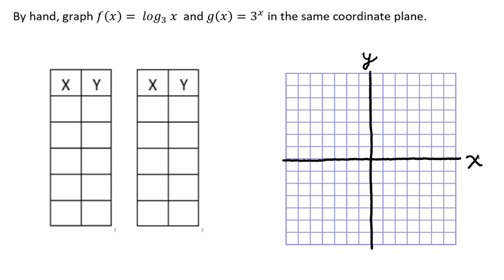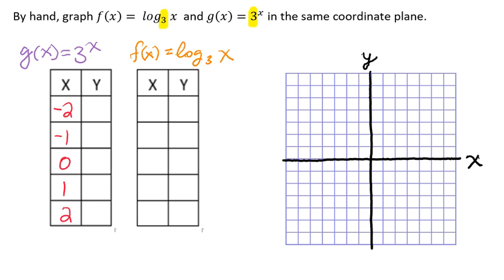So what we're going to do is first look and see that both our logarithm and our exponential have the same base, and that's important. So we're actually going to find the table for our exponential function first, because that's something that we can do. We're going to use -2, -1, 0, 1, and 2 as our x coordinates. So 3 raised to the -2 power is going to be 1/9. 3 to the -1 is 1/3. 3 to the 0 power is 1. 3 to the first power is 3. And 3 squared is 9.